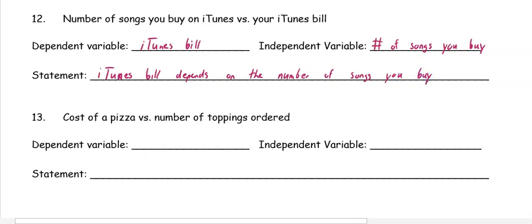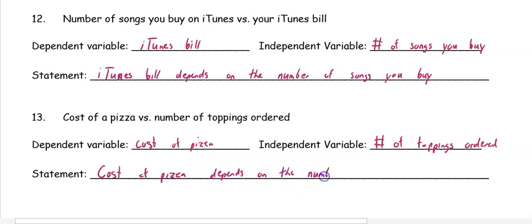And the last one, we have the cost of pizza versus the number of toppings ordered. First you order your pizza, you tell them how many toppings you want. So the number of toppings ordered is the independent variable. And then they're going to tell you the cost of the pizza, which is the dependent variable. So our dependency statement would be: the cost of pizza depends on the number of toppings ordered.